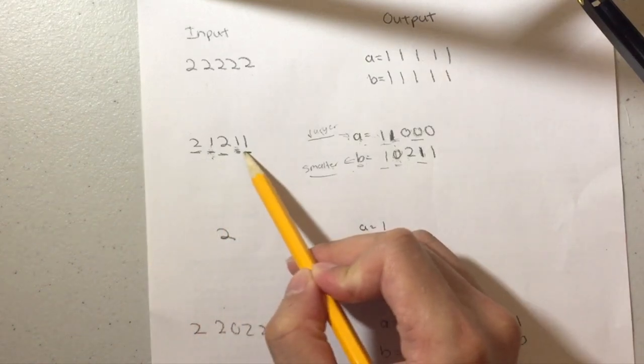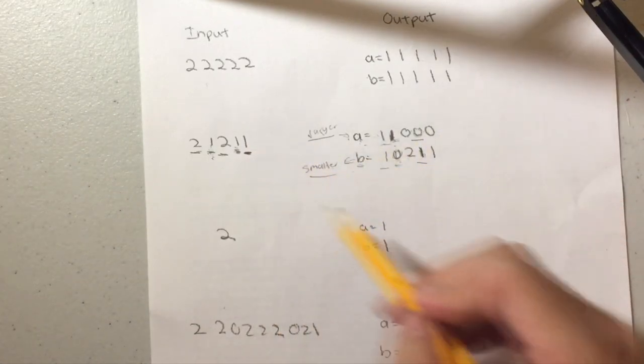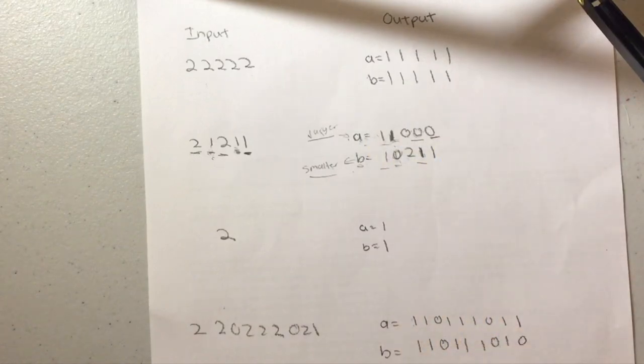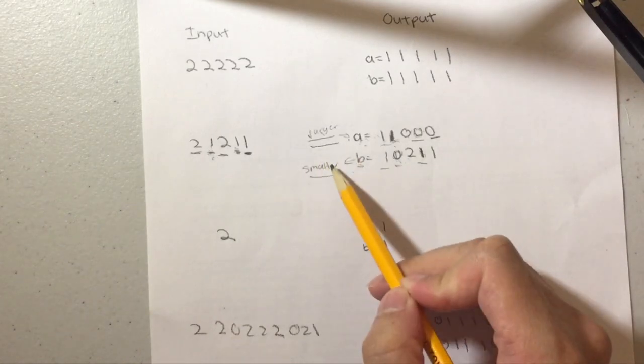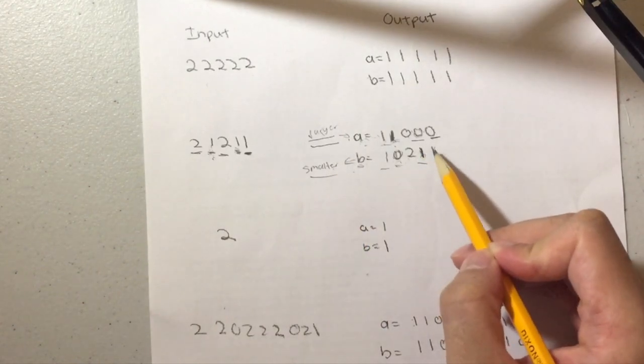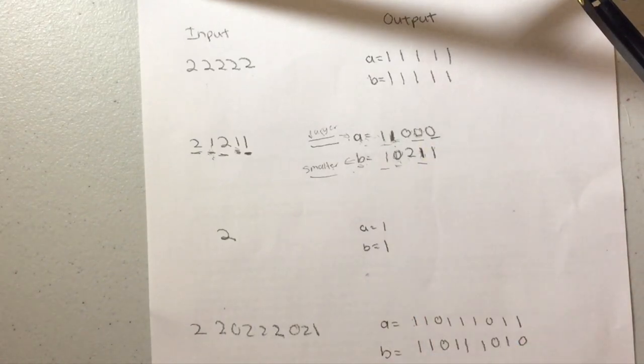They did the same thing for the next one. In the next one, instead of putting the larger digit in A, they put zero in A again. Okay, so they put the smaller digit, they put zero in A and put one in B. That's what they did. So they're not maximizing A. We know they're not maximizing A. Otherwise, they would put all the ones into A, right? They would put the zeros into B. So we're not maximizing A as large as possible, okay?